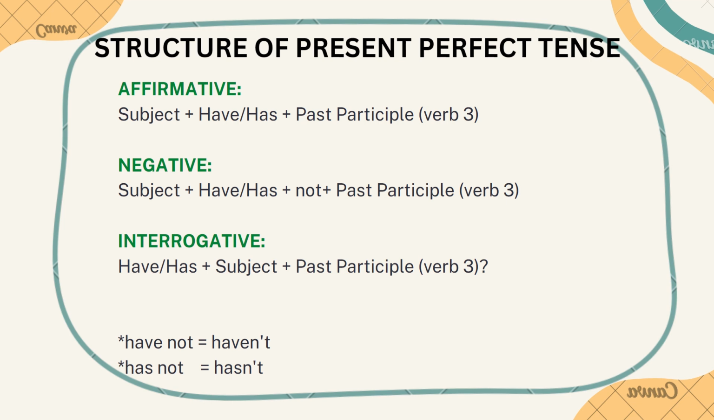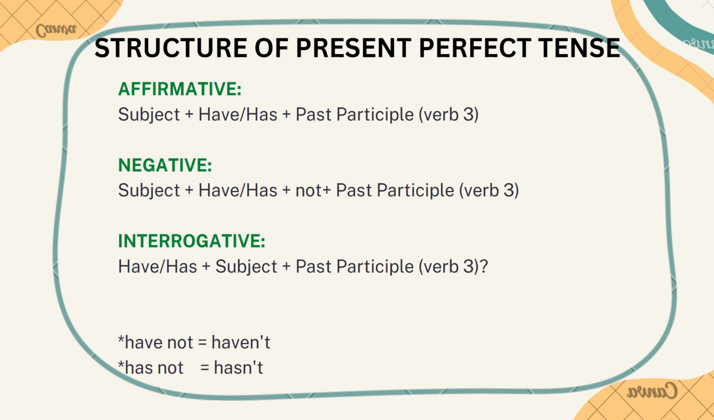Usually, the affirmative form starts with the subject and is then followed by have or has. We use have for plural subjects and we use has for singular subjects. And after have or has, it is followed by the past participle.